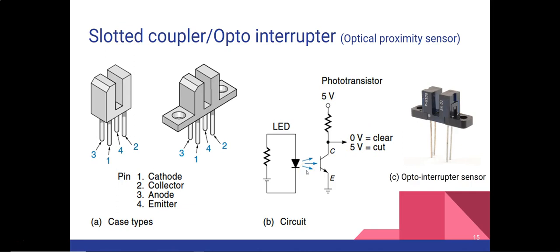And the second case is when the beam is interrupted. When the beam is interrupted, the transistor will be off. It will behave as an off transistor, and in that case the collector will pull the 5 volts from this resistor, and you will get 5 volts, and that will be your cut state. So that's how the opto interrupter works.